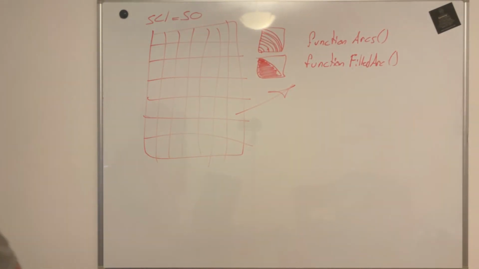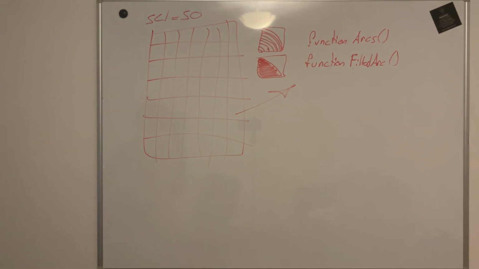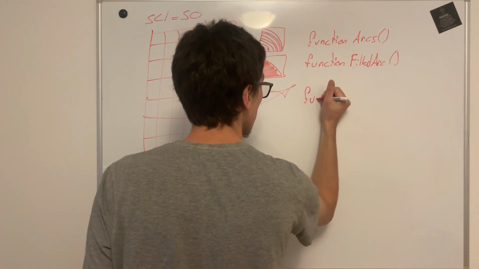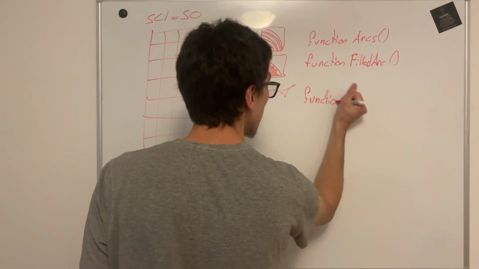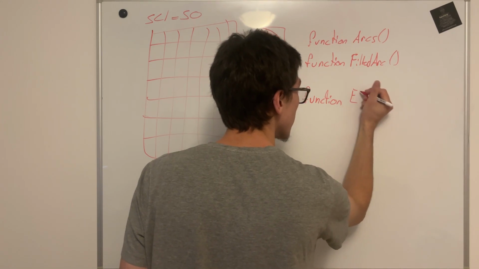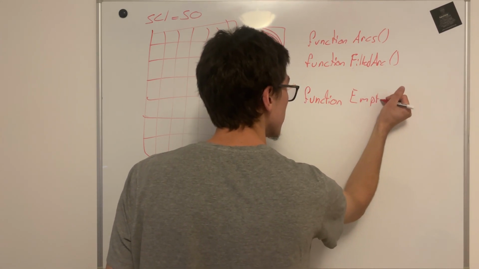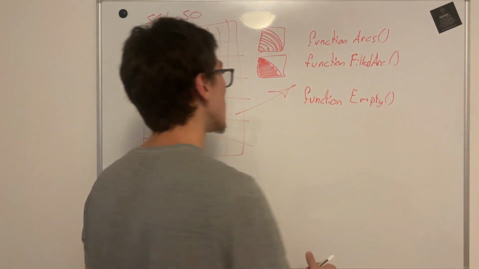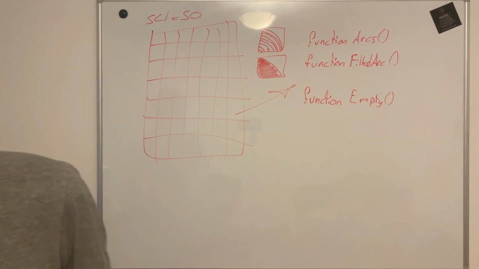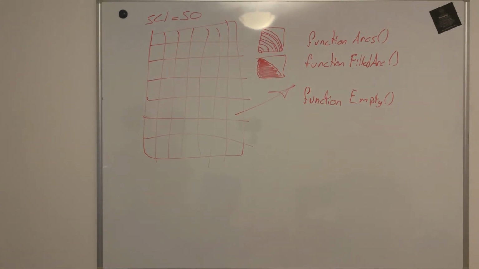Let me take a look. So there is an empty tile as well, it seems. So function empty, which will just be the blank tile. What else? Let me take a look.